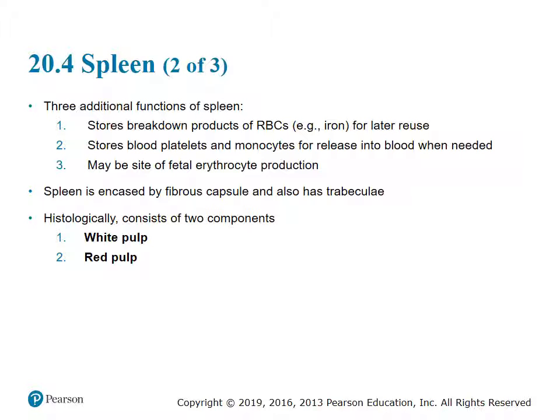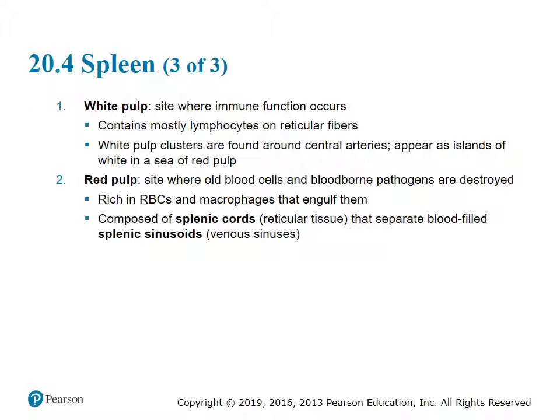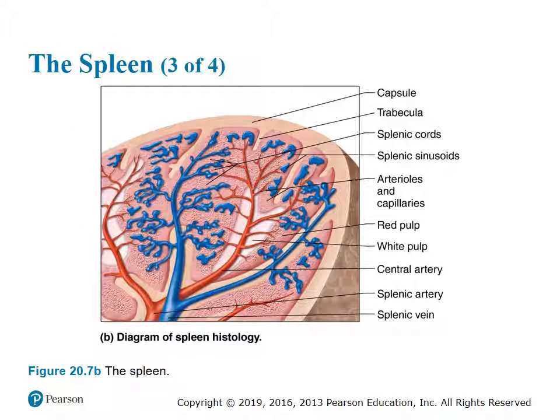And I mentioned there's a white pulp and a red pulp. The white pulp area is where the immune functions occur. This is where you find most of your lymphocytes, in that portion of the spleen. The red pulp, we call it the red pulp because that's where we break down red blood cells. Okay? What you see there, red pulp and white pulp.